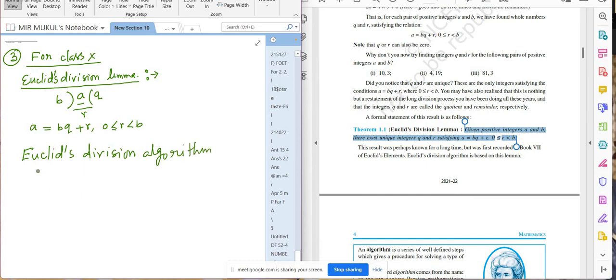Can anyone say what is the difference between lemma and algorithm? An algorithm is a step-by-step procedure to solve any problem, and a lemma is a proven statement that is used to prove other statements. Very good. That means lemma is what? Suppose one mathematician, after experiment, gives his conclusion to the world, and if the whole world accepts that statement, there is no need to prove that statement.